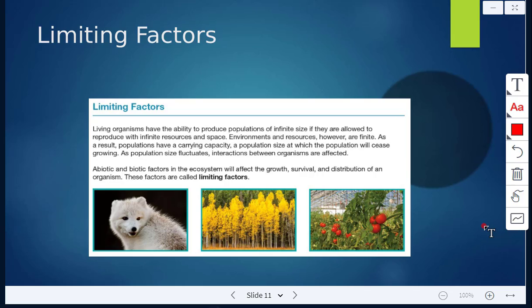All right, so living organisms have the ability to produce populations of infinite size if they're allowed to reproduce with infinite resources and space. But environments and resources are finite. There's a limited amount of it. So as a result, populations have a carrying capacity, which is a population size at which the population will cease growing. And as population size fluctuates, interactions between organisms are also affected.